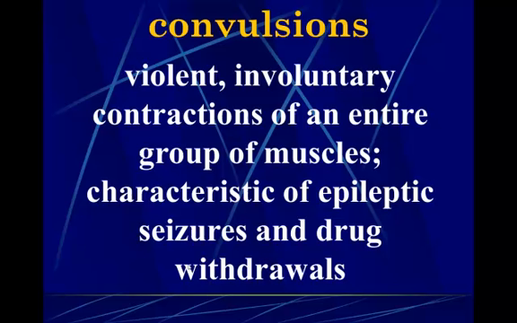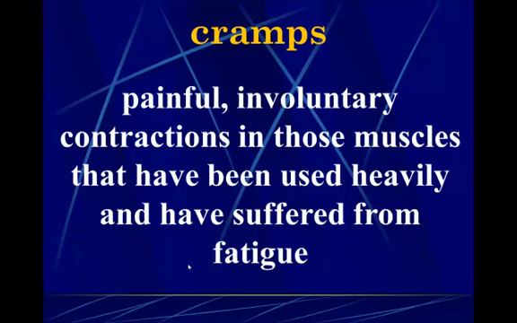Convulsions. Convulsions are violent, involuntary contractions of an entire group of muscles. They're characterized by the disorder of epilepsy, and also if a person is going through drug withdrawals, they'll usually go through severe convulsions. Cramps, we've all had a muscle cramp. That's painful too. It's an involuntary contraction of a muscle, but it's not an entire group like a convulsion. It's muscles that have become fatigued. They've been used a lot.